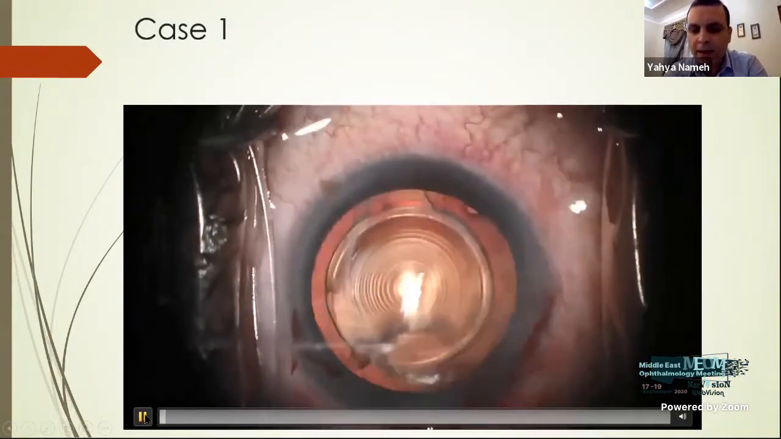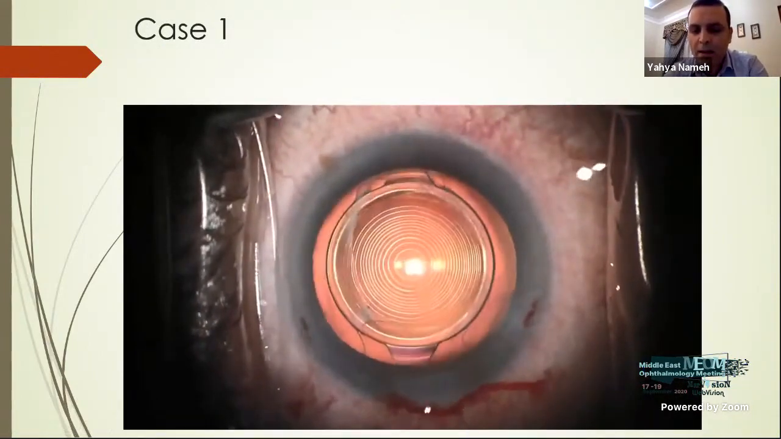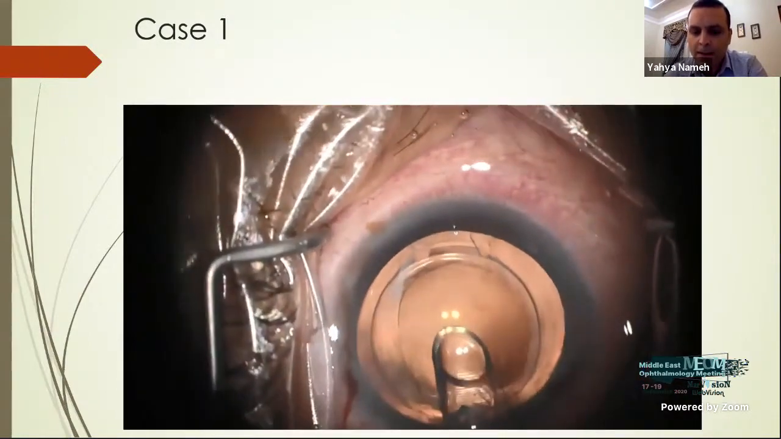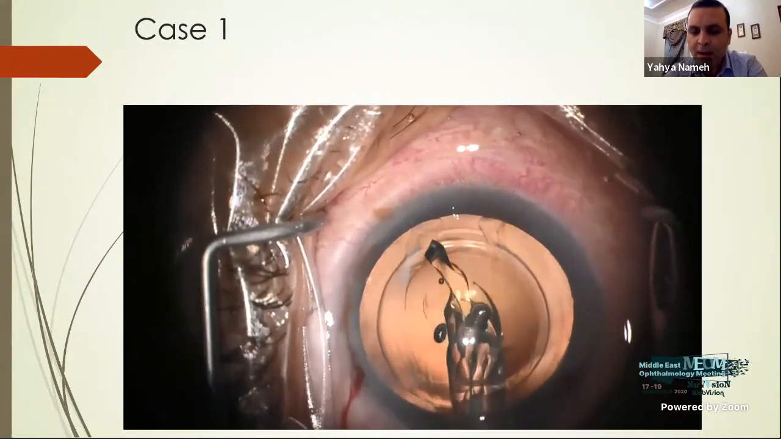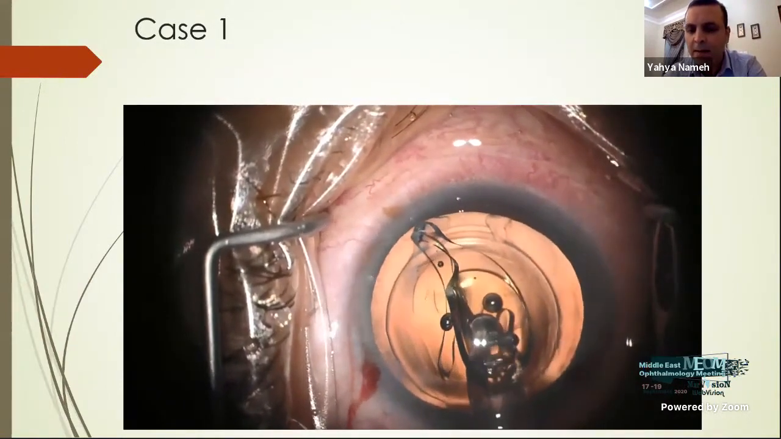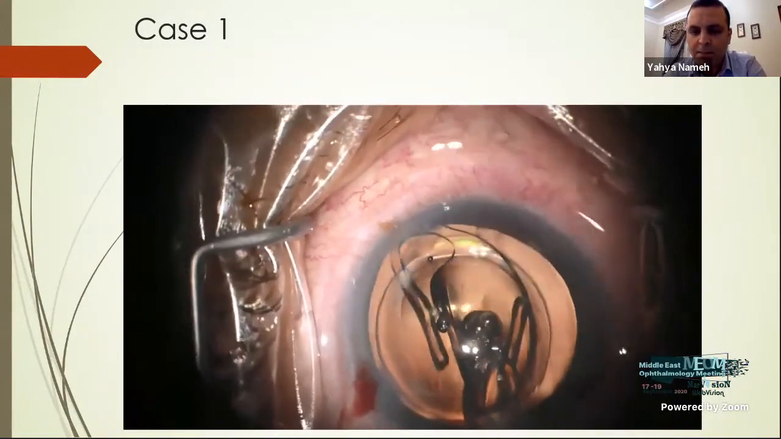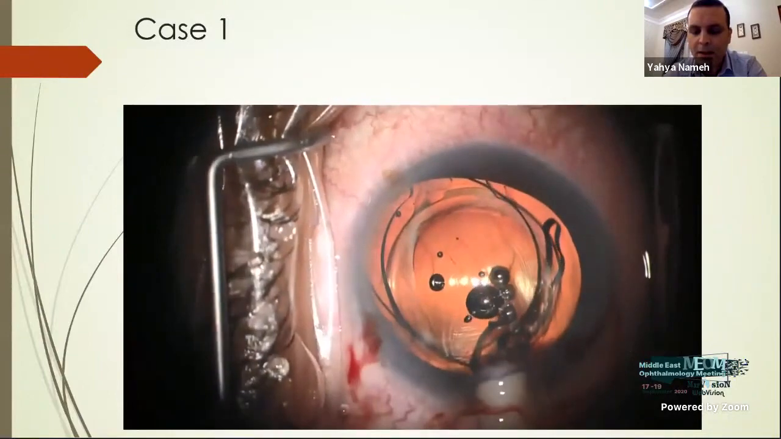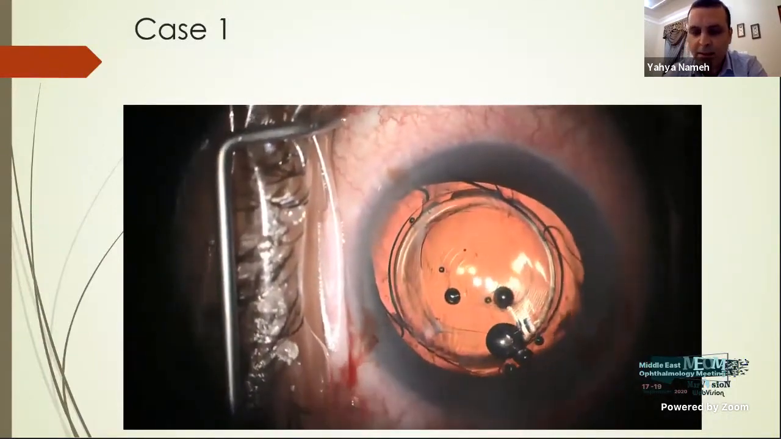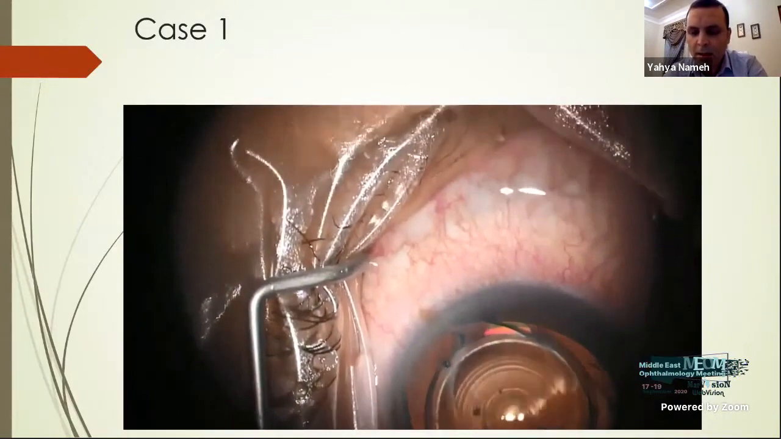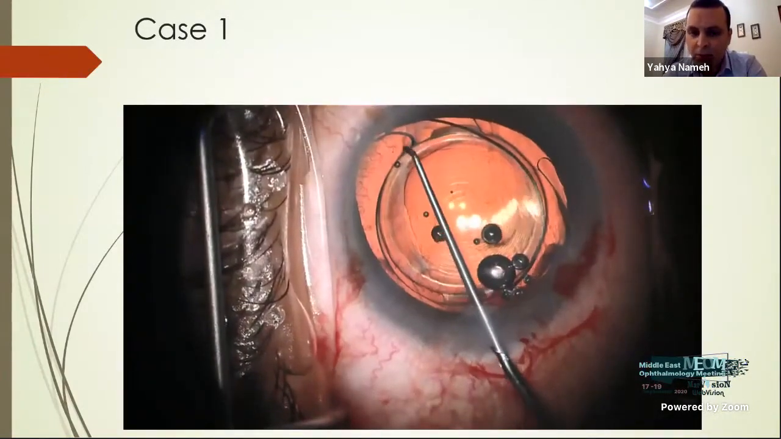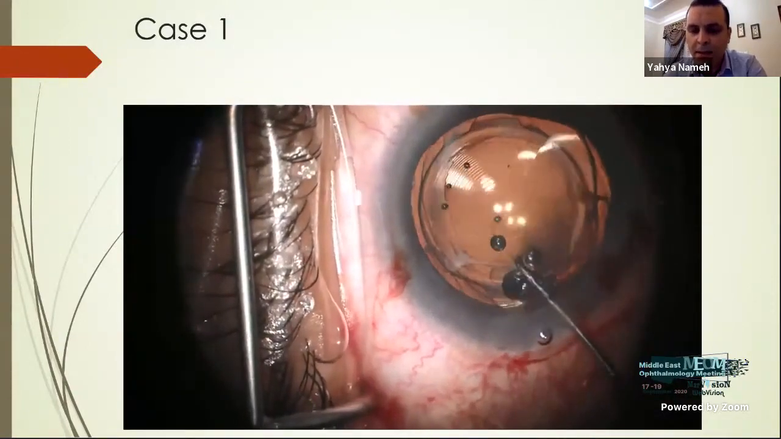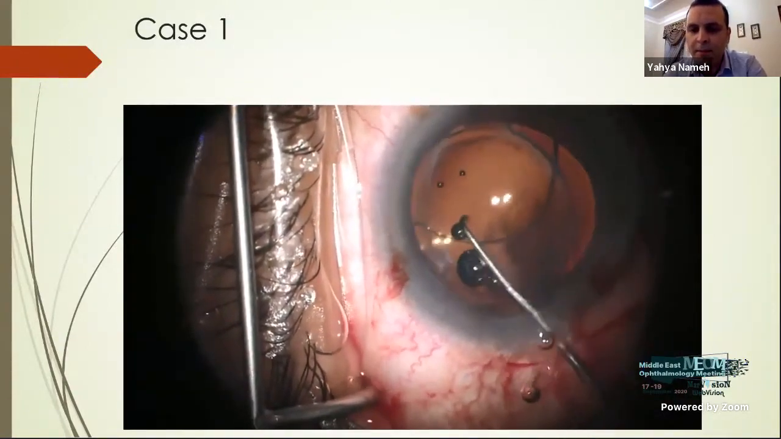This is the first eye. The implantation of the Sulcoflex was uneventful. As you see here, this is the trifocal lens implanted 3 months earlier. And this is the implantation of the Sulcoflex lens. I don't have any financial interest. Everything went uneventfully. Now, centration of the lens and the insertion of the haptics in the ciliary sulcus.